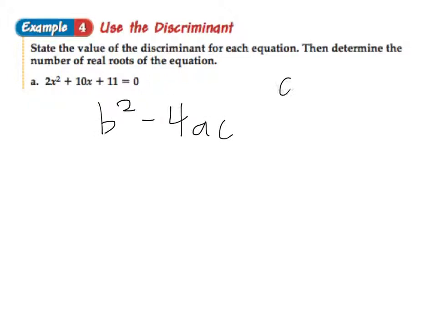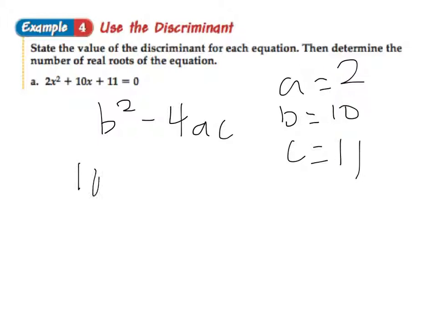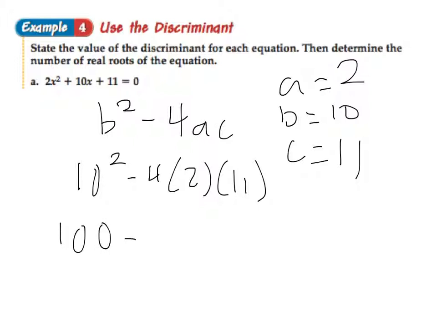Just like before, we're going to write down what is a, what is b, and what is c. A in this case is 2, b is 10, c is 11. So we have 10 squared minus 4 times 2 times 11. So we have 100 minus 88, which is 12.